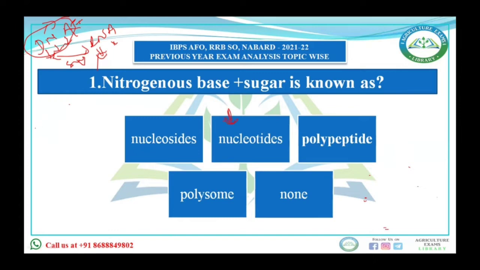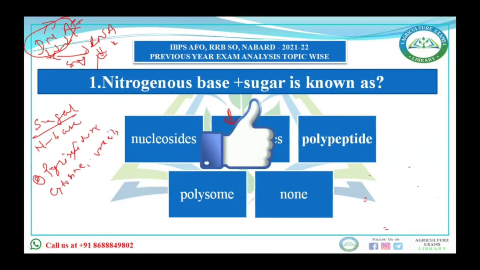First, there are two types of sugar: one is deoxyribose, and another is ribose. Now the nitrogenous bases are of two types. One is pyrimidine. In pyrimidine, there are 3 nitrogenous bases: cytosine, uracil, and thymine.